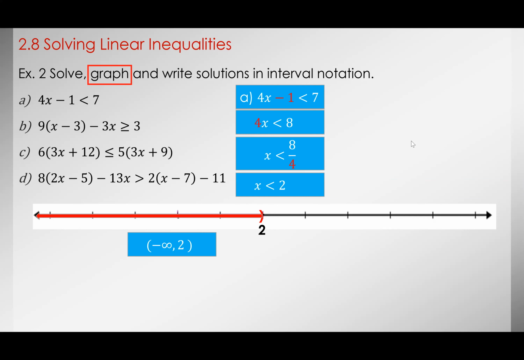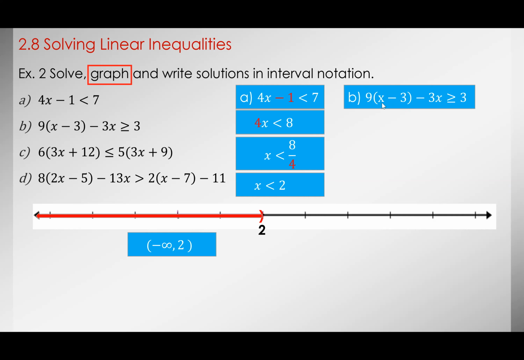B is the same idea. Last time this problem had an equal sign instead of the inequality. The book tells you that instead of working with an inequality, you just change the inequality to an equal sign. But you don't really need to do that. So looking at this, this is what we have.